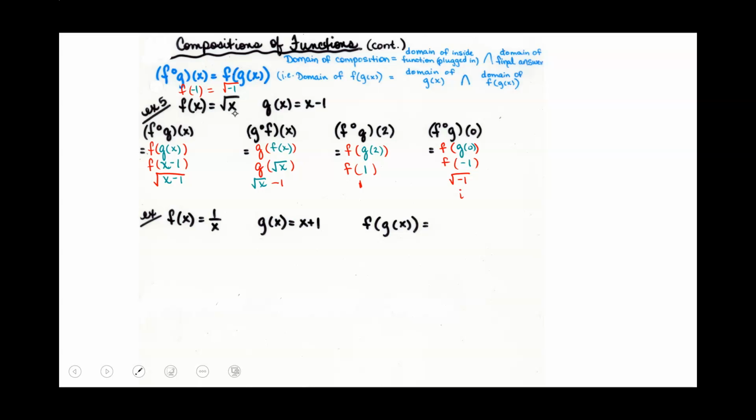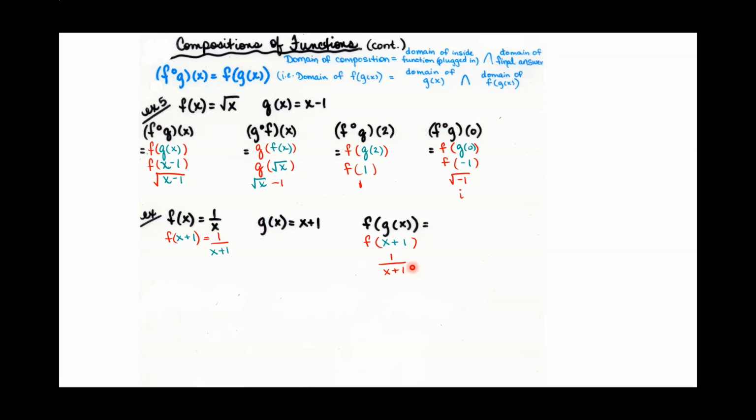For this next one, f of x is 1 over x, g of x is x plus 1, and they asked me to find f of g of x. Let's start on the inside and replace g of x with what it's equal to, which was x plus 1. Now we have f of x plus 1. We're going to put x plus 1 in the place of x in the f function. That'll be 1 over x plus 1. And so that's my composition, 1 over x plus 1.